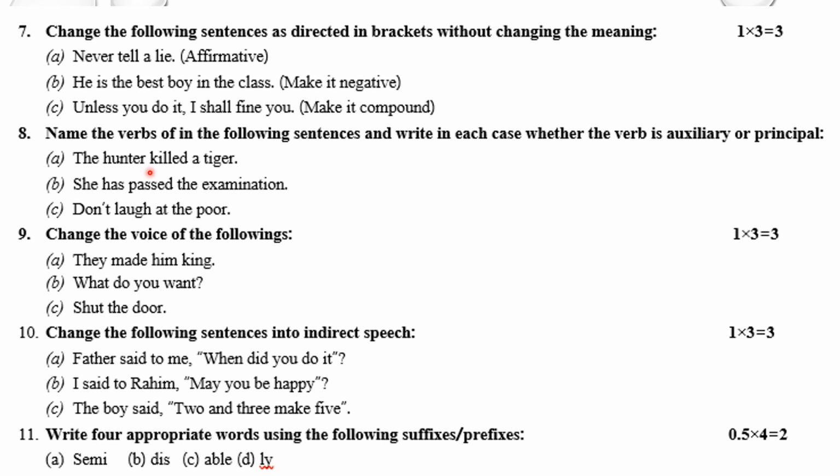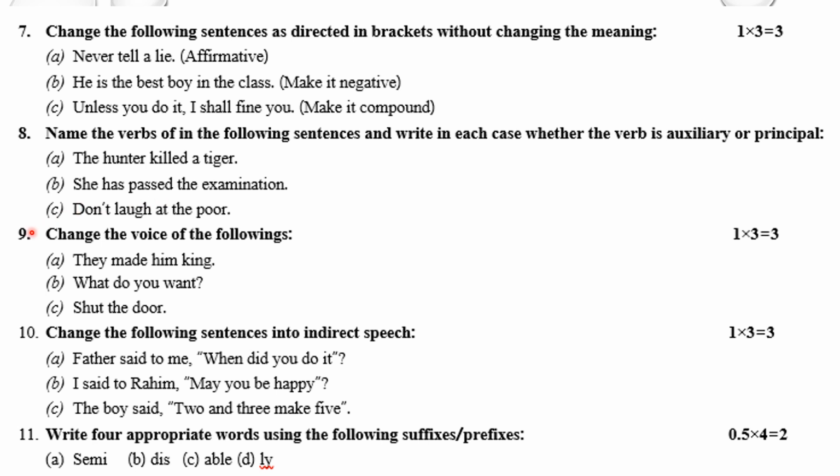The hunter killed a tiger. Here, killed. What type of verb? Here, killed is a principal verb. She has passed the examination. Here has passed. There are two verbs. Has is auxiliary verb and passed is principal verb.